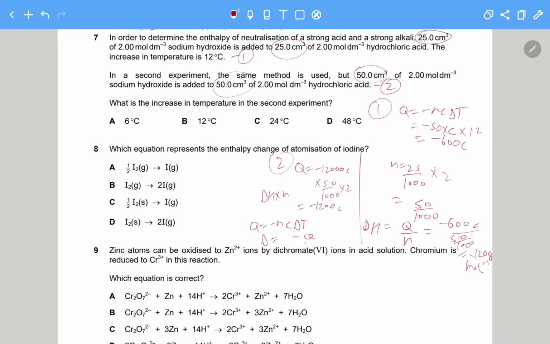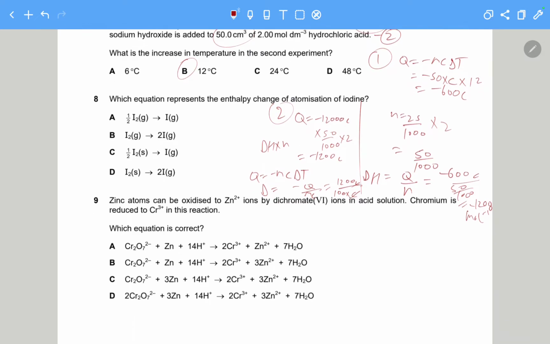And then we know that Q is equal to minus mcΔT, and ΔT is therefore equal to minus Q over mc, which is equal to 1200 C over m, which is 50 plus 50, which is 100 cm³. We can actually leave it at cm³, so it's equal to 1200 C over 100 C, and we can cancel out the C's. 1200 over 100 is equal to 12, so B is the answer.